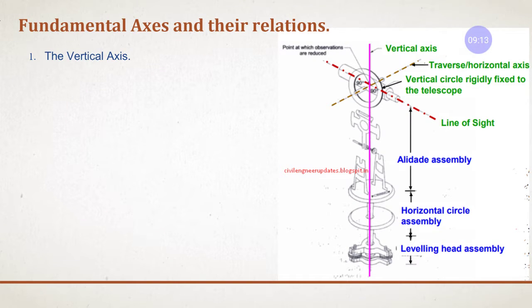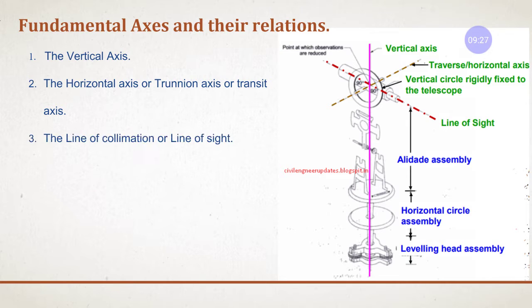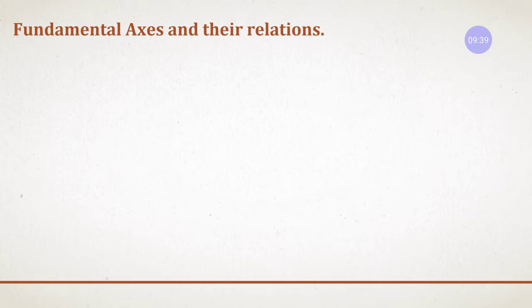So which are the fundamental lines? Vertical axis, horizontal axis, also called trunnion axis, transit axis, or transverse axis. These are the names for the horizontal axis, by whichever name they might call it. Then line of sight or line of collimation, axis of altitude level tube or bubble tube, and axis of plate level. These are the 5 fundamental axis lines.